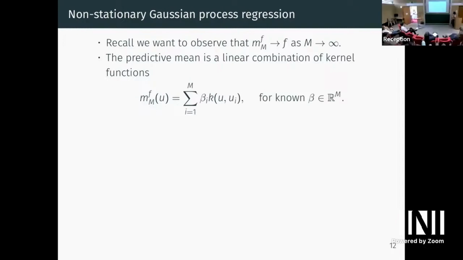The predictive mean, it turns out, is actually a linear combination of kernel functions. So what we're doing is radial basis interpolation here. Essentially, what we're doing here is scattered data approximation. So we're going to use ideas from numerical analysis to prove this.